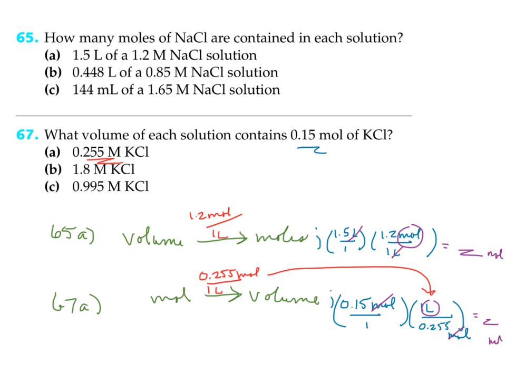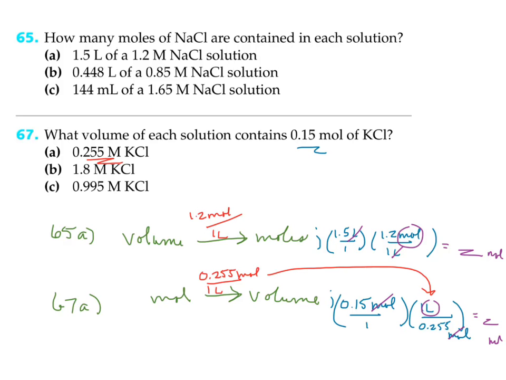So 65, I did 65A for you. It says how many moles of NaCl are there in each of these examples? And for each of them, they give you a molarity and a volume, a molarity and a volume, a molarity and a volume, and they want to know moles. Basically, if we put the volume as the first term, we use the molarity, and then we can get to moles. So I did A for you. We're going to use that 1.5 liters. The molarity is 1.2 molar. That's 1.2 moles per 1 liter. Liters cancel, and you'll have the answer.